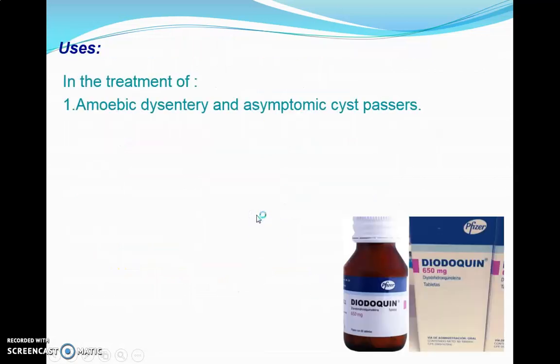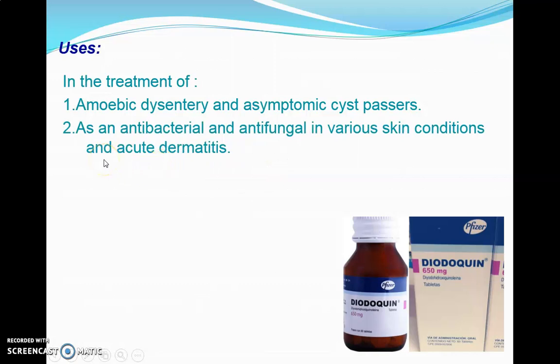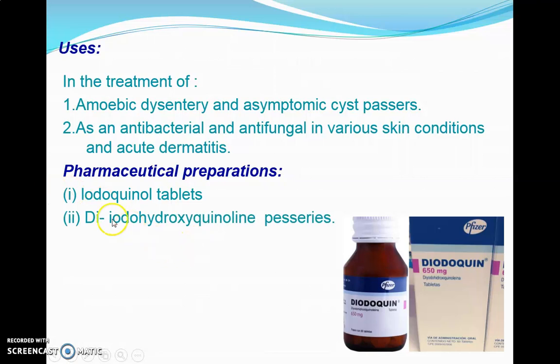Now the uses of this hydroxyquinolin. This is an antiamoebic agent. It is used in the treatment of amoebic dysentery and asymptomatic cyst passers. It is also used as an antibacterial and antifungal agent in various skin conditions and acute dermatitis, and topically it may be used for these skin conditions. Pharmaceutical formulations include diiodohydroxyquinolin tablets and pessaries.